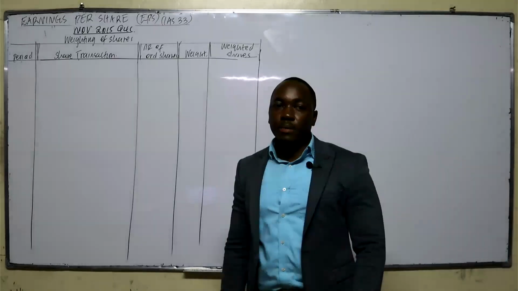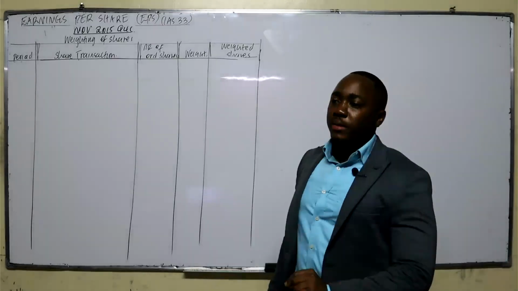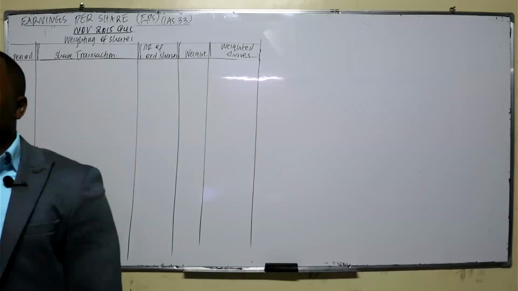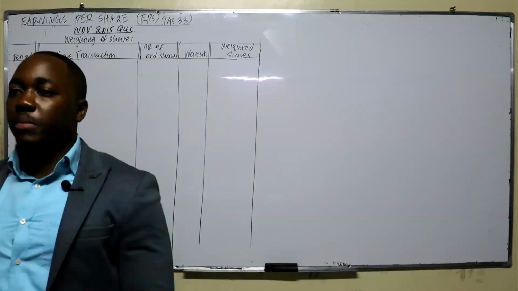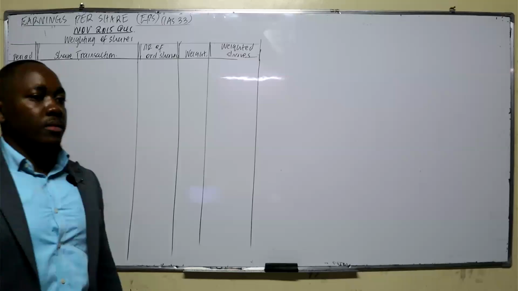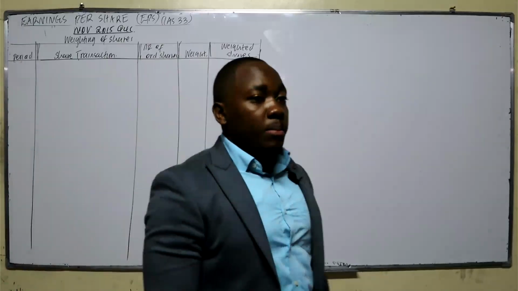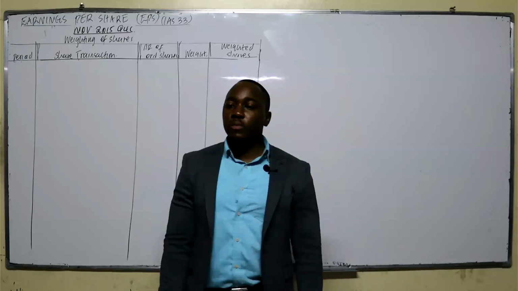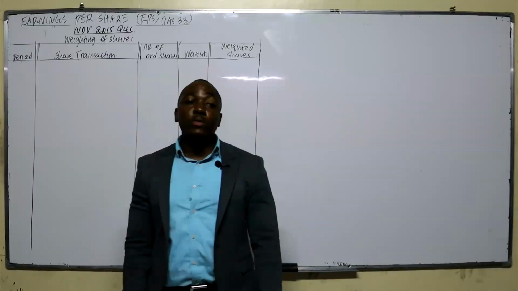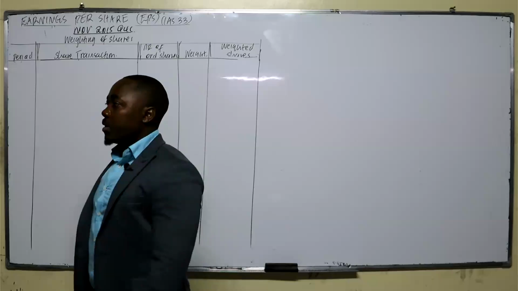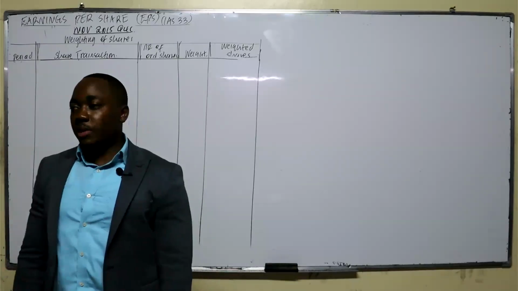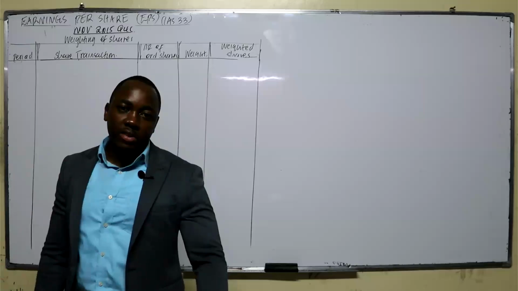Number one, EPS is based on accounting data, which is prone to manipulation. Yes, the management can manipulate the financial statement so that they can achieve their objective by attracting new investors.